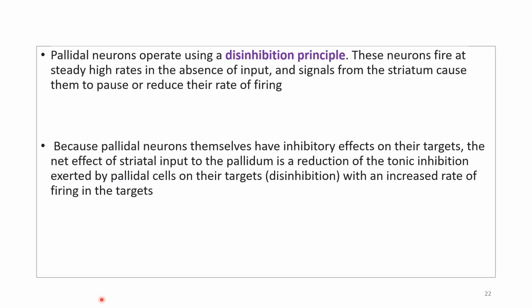So what do you understand by all these things? Pallidal neurons will fire at a steady high rate to their concerned output organs, and they are releasing GABA, so the targets of the pallidal neurons are under inhibitory condition. Now when the striatum is stimulated, because the striatum is releasing GABA into the pallidum, the GABA inhibits the pallidal neurons, then what happens? The targets of the pallidal neurons are disinhibited, so they will increase their rate of firing. Okay, that is the disinhibition principle.